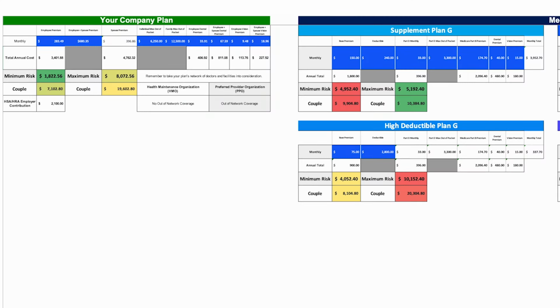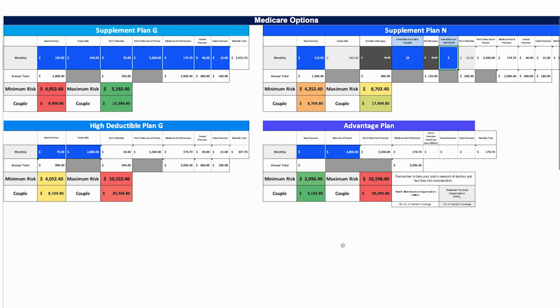If you are single or the only one on the company plan and you have nothing go wrong, the company plan has the lowest risk for an individual, while the Advantage plan has the lowest minimum risk, again, if nothing goes wrong, for the couple.